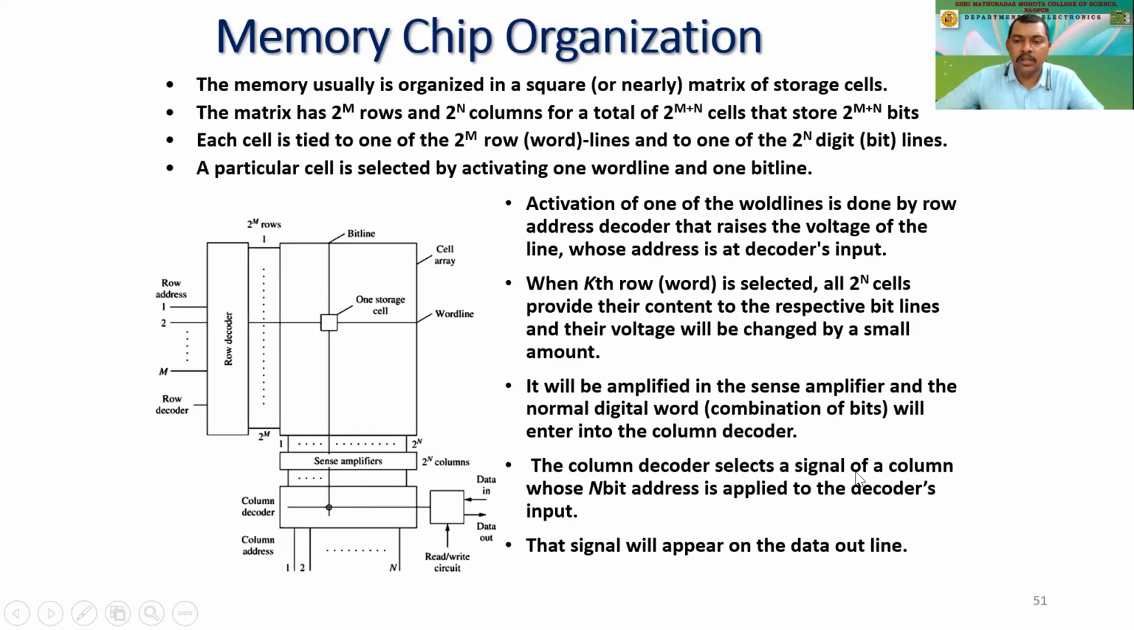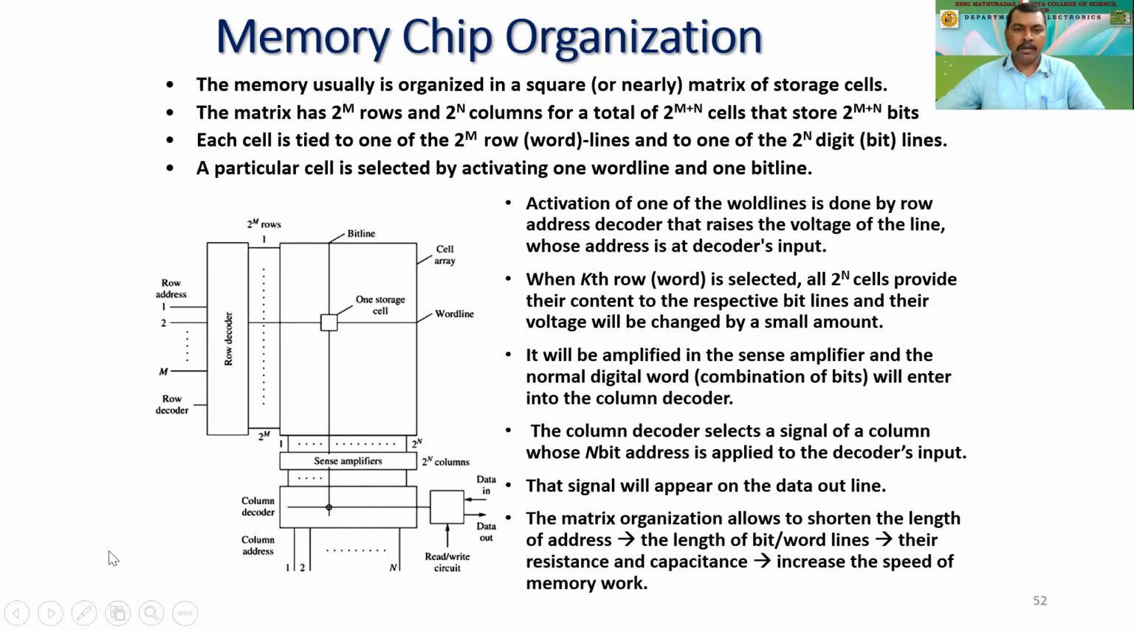The column decoder selects a signal of a column whose n-bit address is applied to the decoder's input, and that signal will appear on the data out line. So we are having a single serial data. All the data which are supposed to come in parallel mode are being given on the serial output like this. So the data out line will be giving you all the data bitwise, right? So accordingly, we'll be having that.